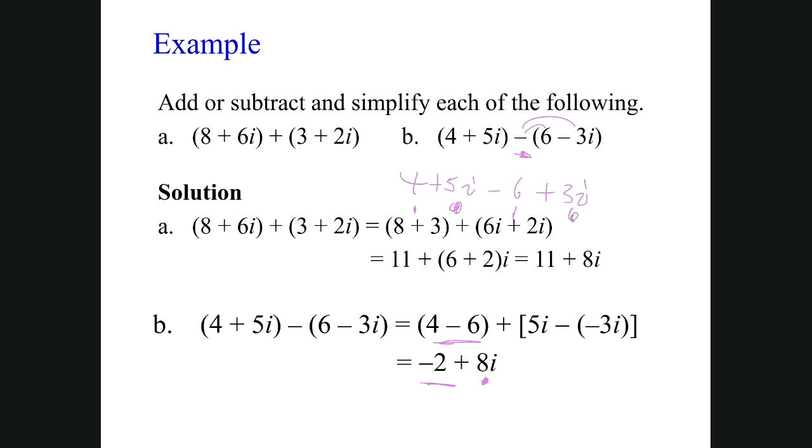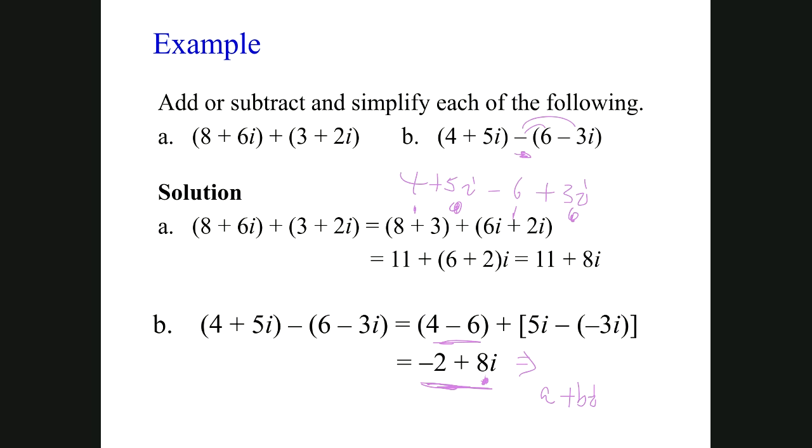Okay, so we like to write in a plus bi form. We don't like to write 8i minus 2, even though they are the same. We like to write the a in the front, plus bi. So we prefer to write negative 2 plus 8i, called the standard form. Okay, so that's addition, that's subtraction.